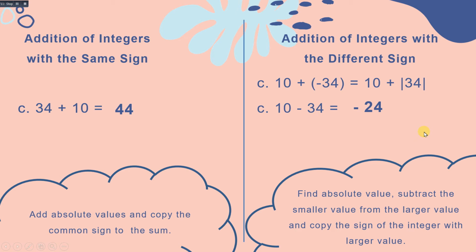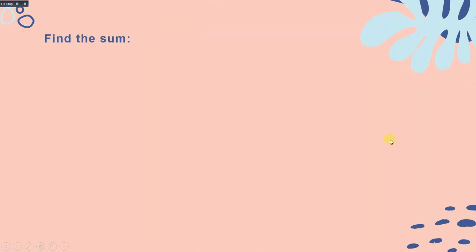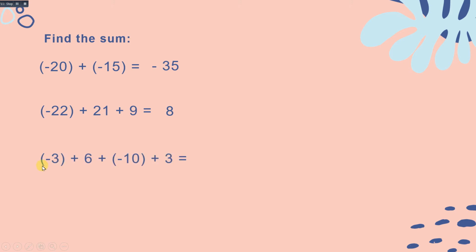Okay, can you find the sum of the following numbers? Negative 20 plus negative 15, that will be negative 35. For the next one, I'll give you time to answer. Okay, were you able to get the answer? That will be positive 8. Next, you need to add negative 3 plus 6 plus negative 10 plus 3. I'll give you time to answer.